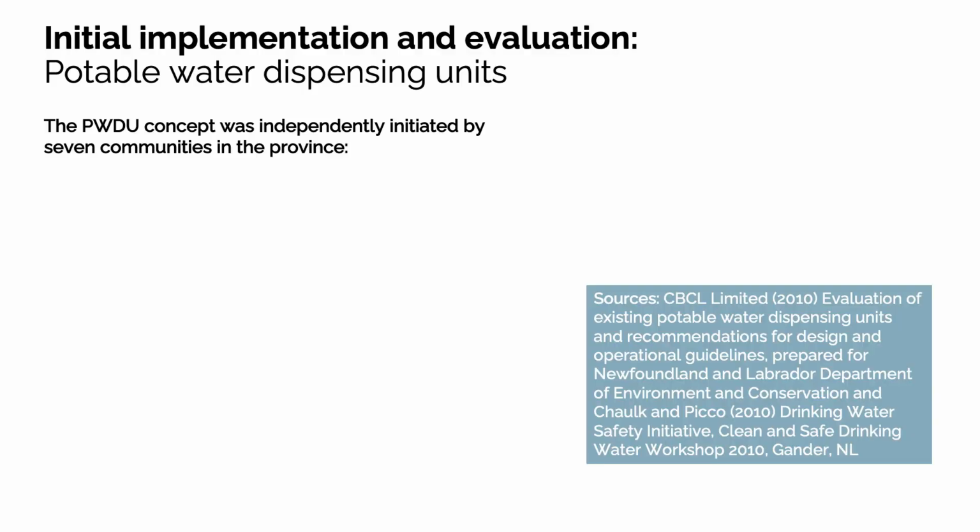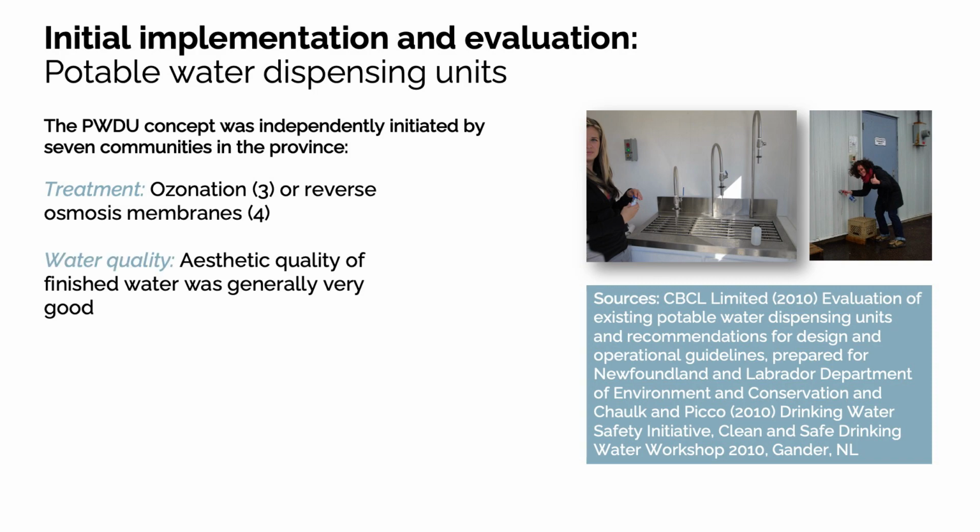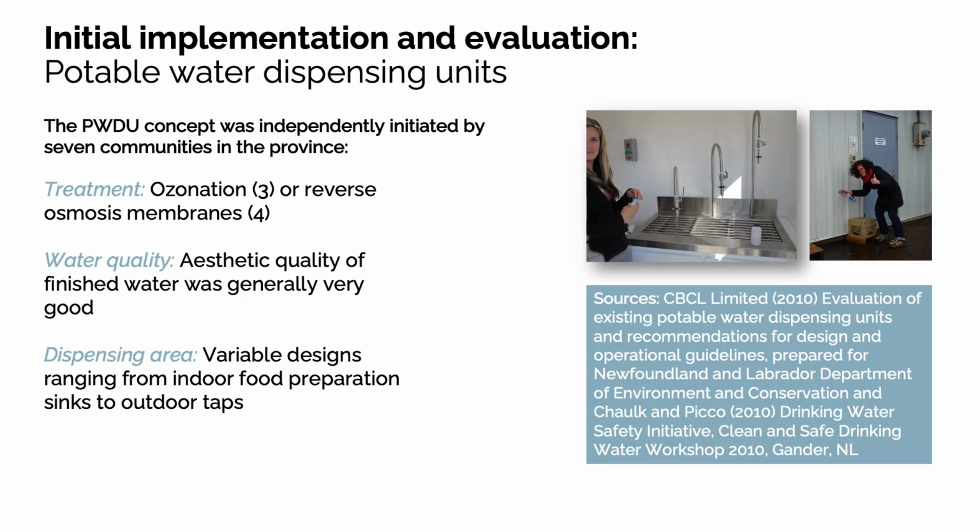And then people would collect it in jugs and bring it home and use that for cooking and for just basic drinking. These different systems included 3 that were based on ozonation, so that's an oxidation process. And then there were 4 that were based on reverse osmosis, which is a very, very tight, pressure-driven filter. The aesthetic quality of the finished water was generally very high. It was really nice water. It looked good, smelled good, and they had variable designs in terms of the dispensing system.